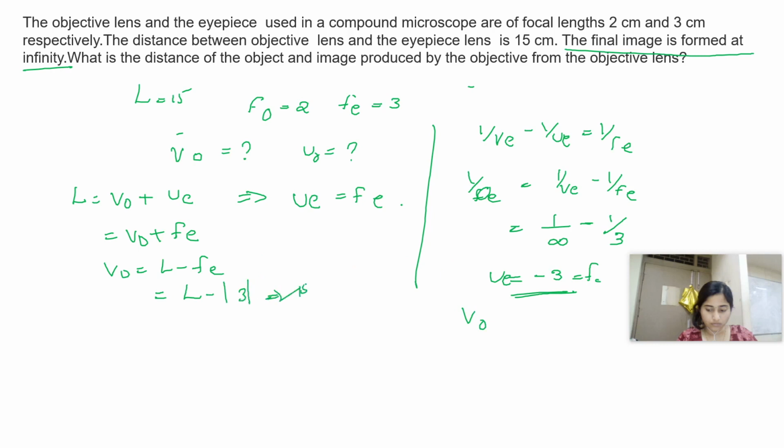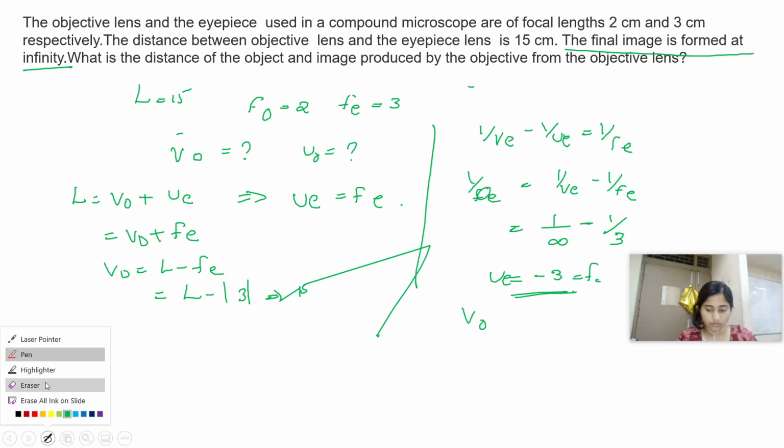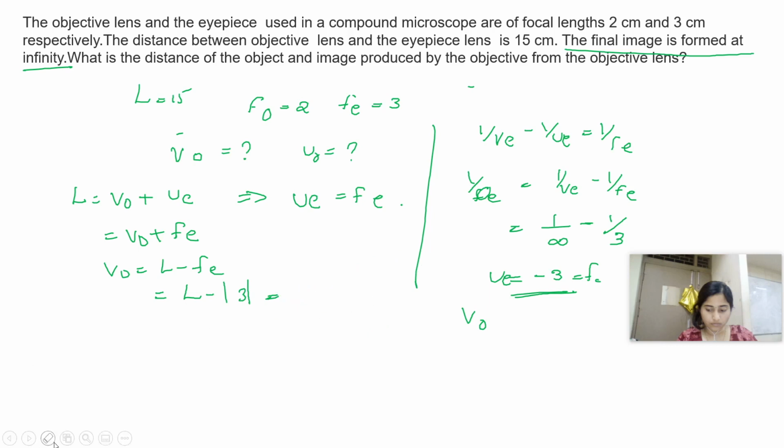So the length is 15 minus 3, which will be 12. So the VO value is 12. From the VO value, 1 by VO minus 1 by UO is equal to 1 by FO. From there we have to calculate the UO value. That's it.